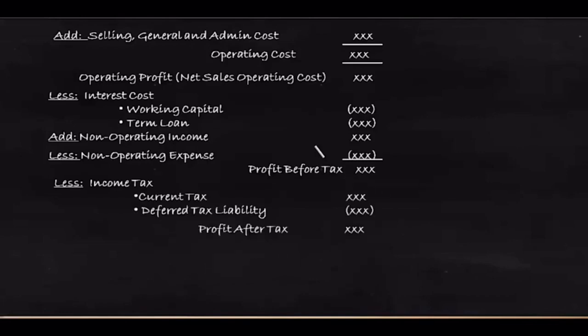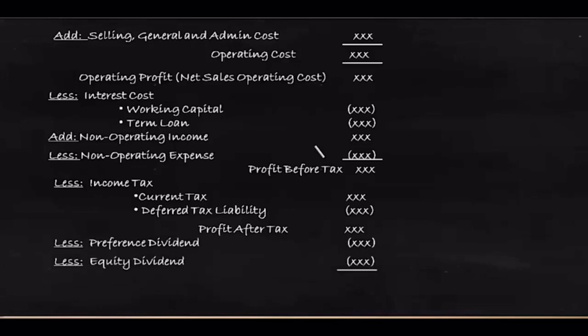Then we get profit after tax, and from this profit after tax only the dividend will be paid. The first one will be preference dividend and the second one would be equity dividend. And if any profit is remaining after that, then that profit will be transferred to reserves and surplus. In the subsequent session, we will understand each and every item of the operating statement in detail.